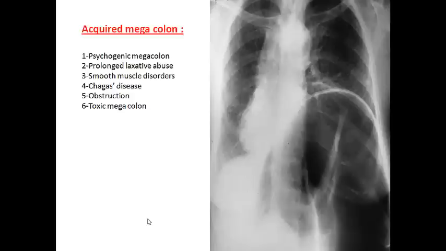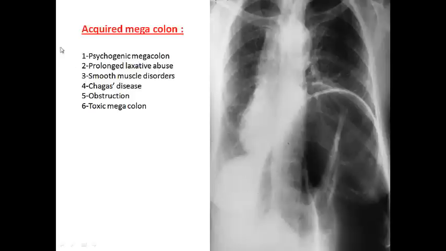Moving to the acquired megacolon, here I actually included a radiological picture of the acquired megacolon, where you can notice that we're going to have an enlargement of the colon in this picture, and usually it's going to be filled with retained feces. What are the causes of acquired megacolon? The first thing is going to be called the psychogenic megacolon. This is going to be a condition where you have disregard for the urge to defecate.